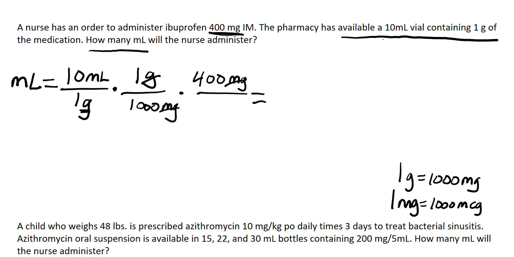Now we can solve, and you just multiply straight across. Remember, if you need to put a 1 here, you can do that. We don't stress out about those kind of things. 10 times 400 is 4,000. And 1 times 1,000 times 1 is 1,000. And we're going to divide that out. 4,000 divided by 1,000.